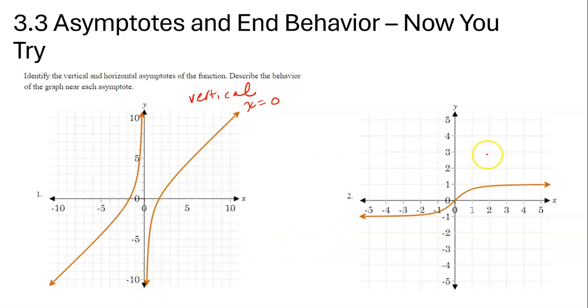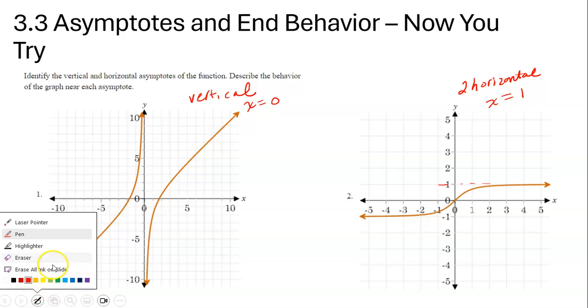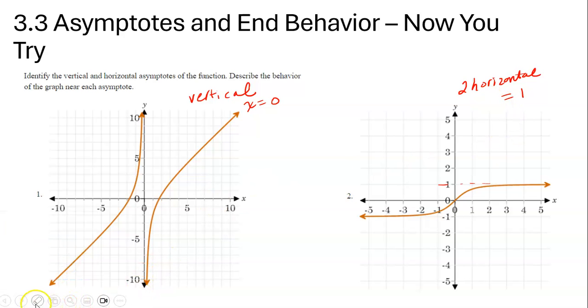So over here we have two horizontal asymptotes. We have one at x equals 1. Or, I'm sorry, my bad, horizontal asymptotes are y equals. So y equals 1, and then another one at y equals -1. Okay, and as the function approaches y equals -1, it goes to negative infinity, and as it approaches 1, it goes to positive infinity.